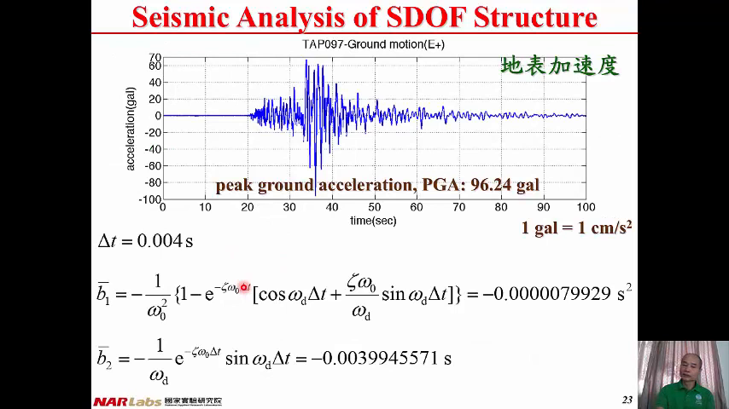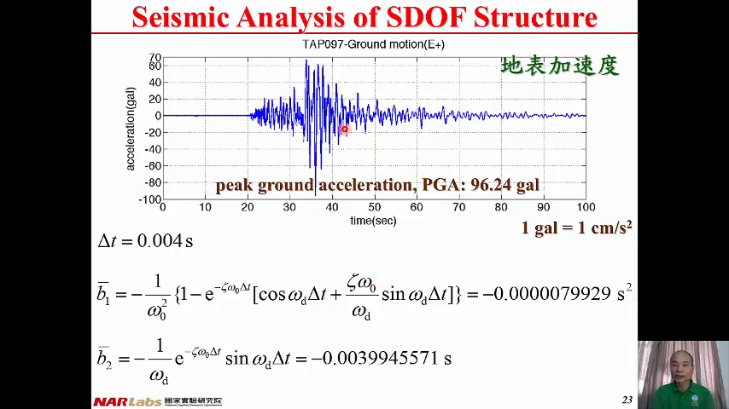We can also compute the B1 bar and B2 bar from the natural frequency omega 0, damping ratio zeta, damped natural frequency omega d, and sampling period delta t. The unit for B1 bar is second square, and the unit for B2 bar is second.